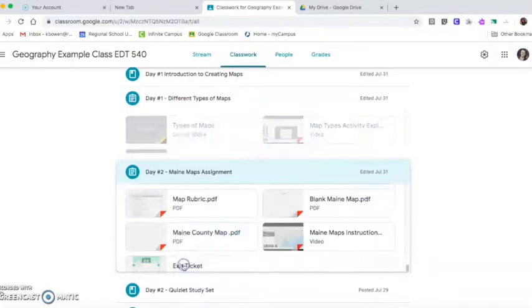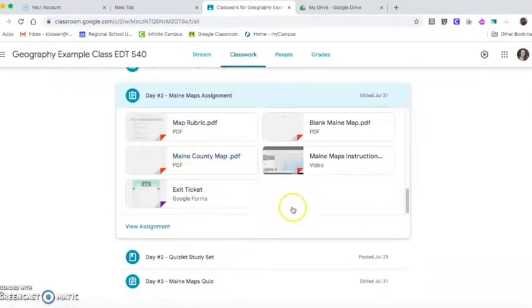So day 2 is the main maps assignment. And so this is the formative assessment. This is when they would print out 2 copies of the blank Maine map and 1 copy of the Maine County map.